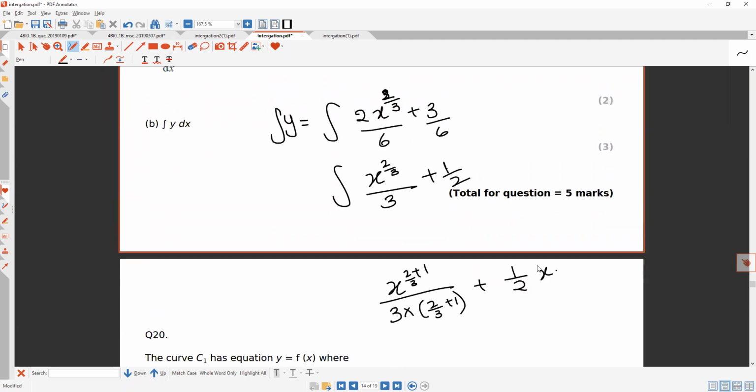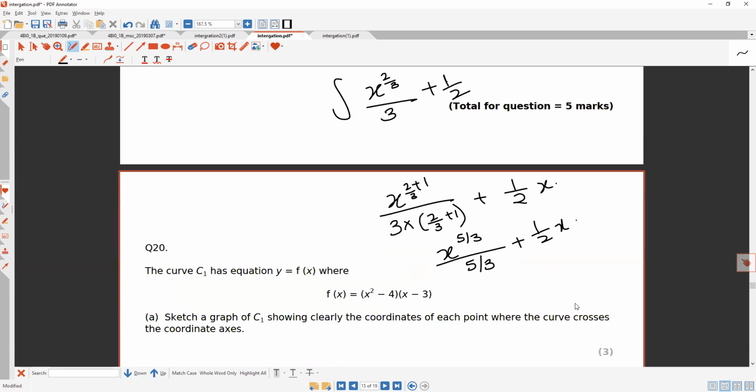Do this in your calculator and you might get the answer. Check. So 2 by 3 plus 1. How much is 2 by 3 plus 1? So x raised to 5 by 3 divided by 5 by 3 plus half x. So I think it's going to be 3 by 5 x raised to 5 by 3 plus half x. Clear?